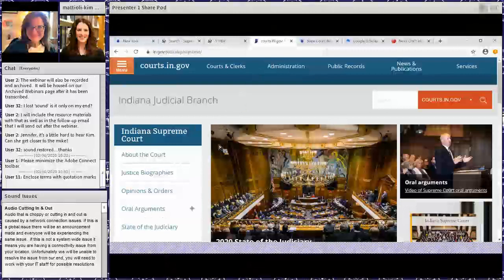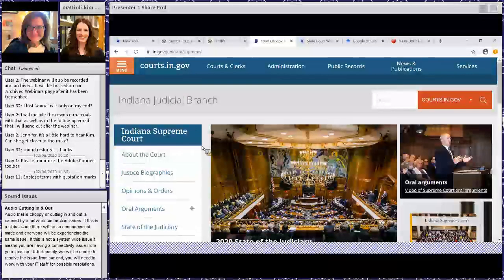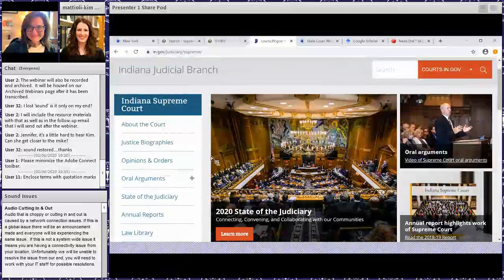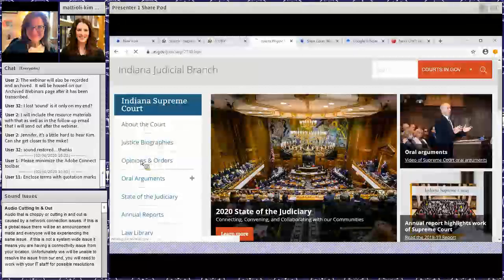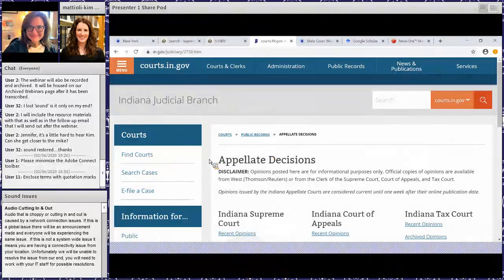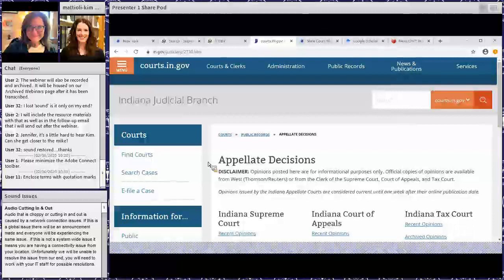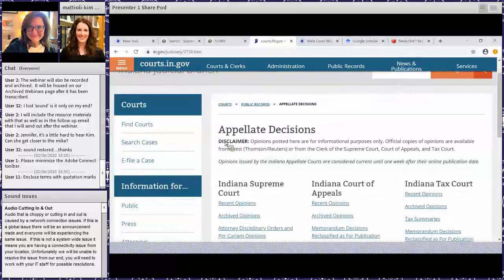So it's in.gov/judiciary/supreme. And with any sort of government website, they're all going to be different, obviously. So you just kind of have to look around to see if you can find what it is that you're looking for. In our case, there's a link right here that says opinions and orders. So that's fairly easy. Sometimes you have to click through a lot of things and things are kind of hidden. But here, the Indiana website is fairly easy.